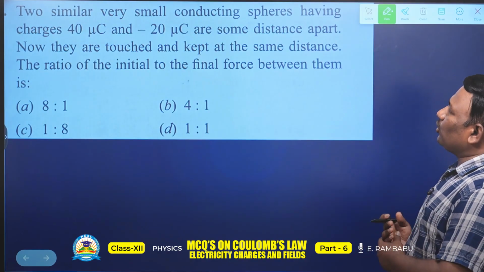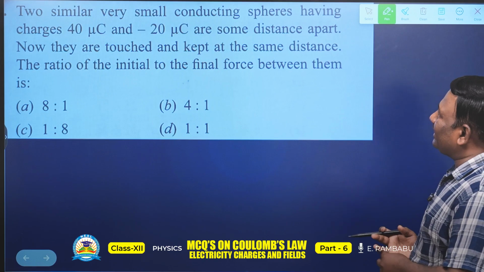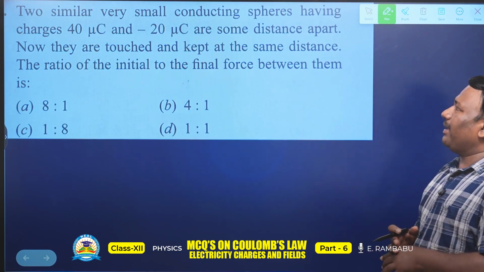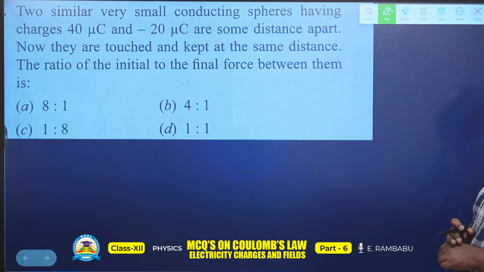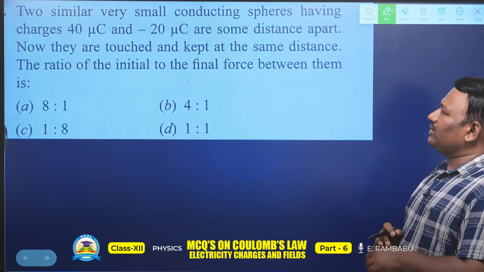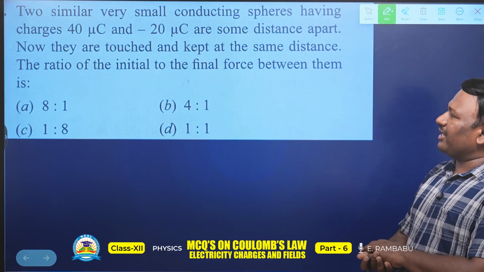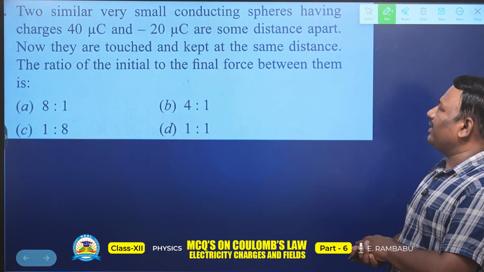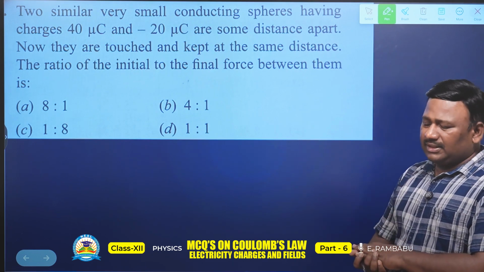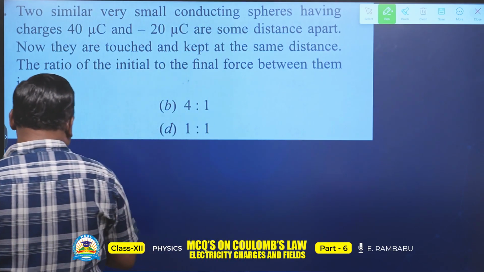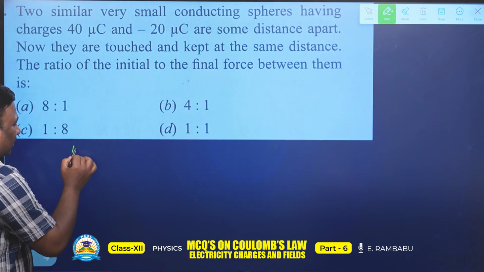See this. Two similar, very small conducting spheres having charges 40 microcoulomb and minus 20 microcoulomb are some distance apart. Now they are touched and kept at the same distance. The ratio of the initial to the final force between them is? Here we have the shortcut. With the shortcut also we can do. First I explain the concept, and after that we do the shortcut technique.